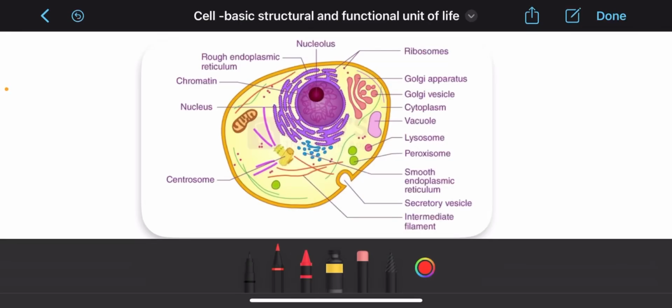Today we are going to study about the structure of cell. Now the cell is the structural and functional unit of life. I'm going bilingual so that you can understand much better.